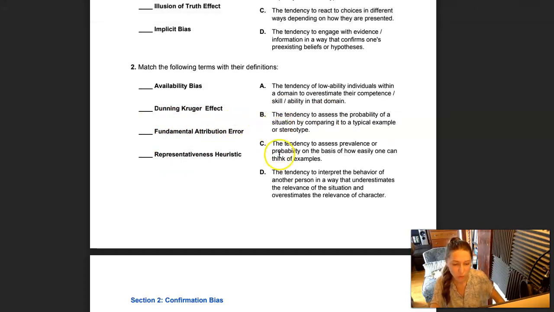Okay, so what is the essential difference between the representativeness heuristic and the availability bias? They both have to do with thinking of examples. When you think of availability bias, you have a belief about probability. That's true of both of them. And your way of testing it is to go, how easily can I think of examples of this?